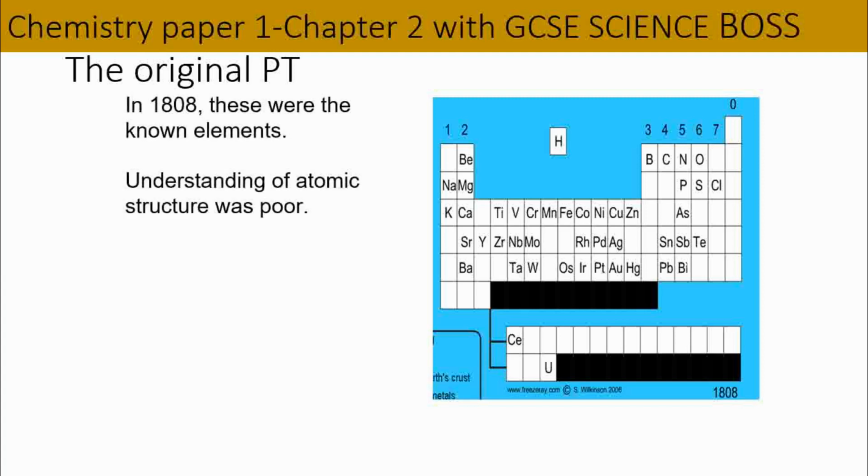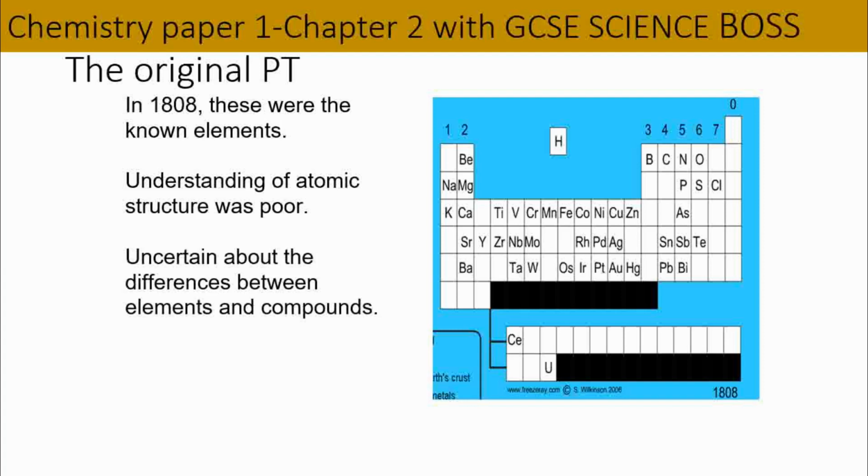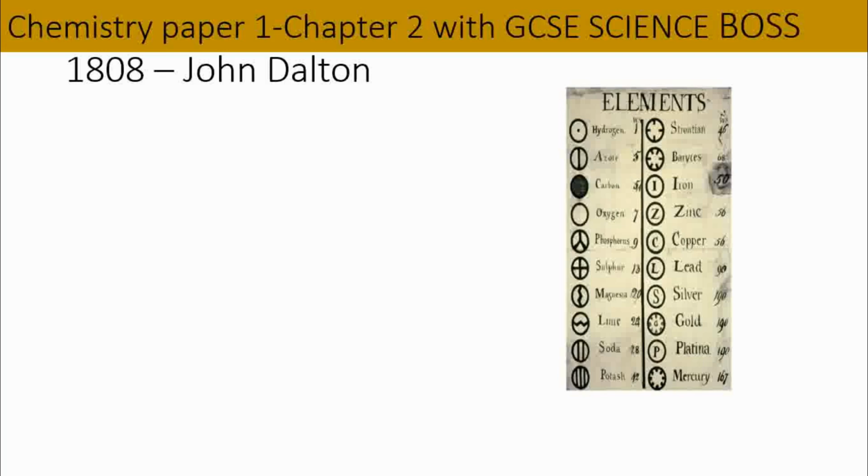Okay, so in 1808 these were all the elements known about at the time, and also the atomic structure. Not much was known about the atomic structure in terms of protons, neutrons, and electrons. Okay, so you can definitely see that there were certain differences there, and also scientists at the time did not know the difference between elements and compounds. Okay, so they were getting confused about elements such as sodium and magnesium, and confusing them with compounds.